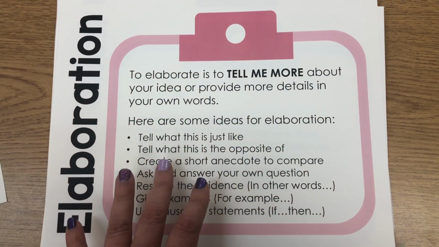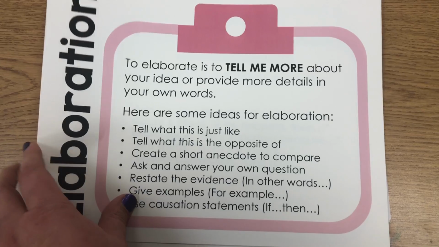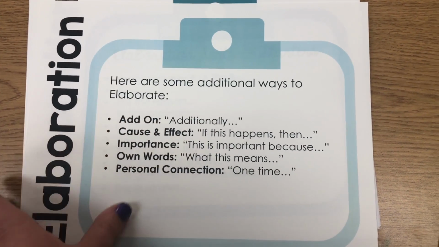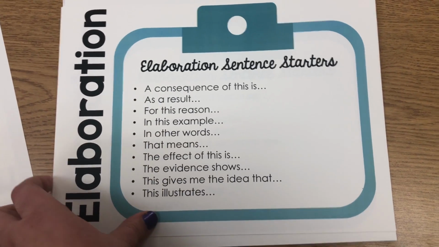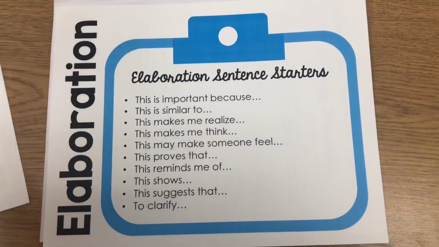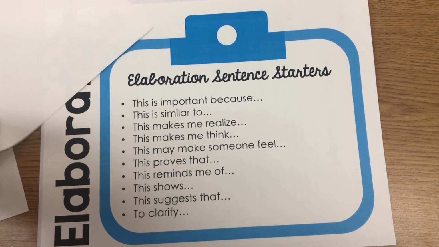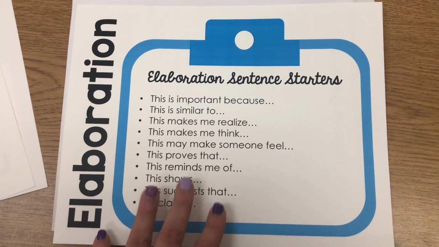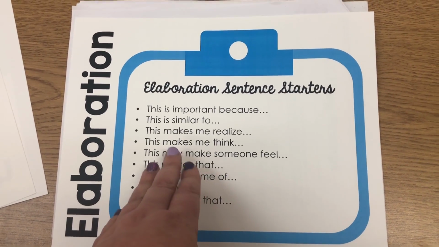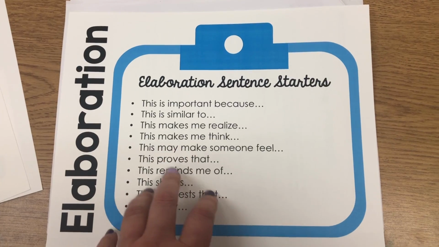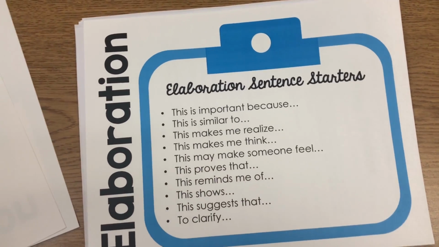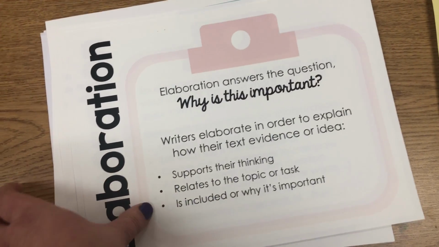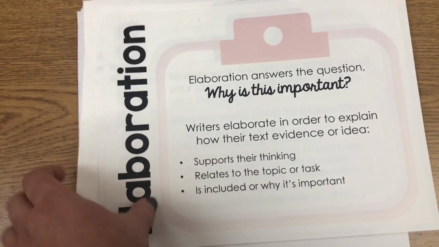Basically it goes over elaboration, ways to elaborate or some ideas for elaboration, and some additional ways to elaborate, along with some sentence starters that the students can use in order to signal an elaboration based on whatever they are answering to the prompt or the evidence that they're trying to use in order to address the prompt or task. So this is something that will be available in my TPT store by the time you watch this video.